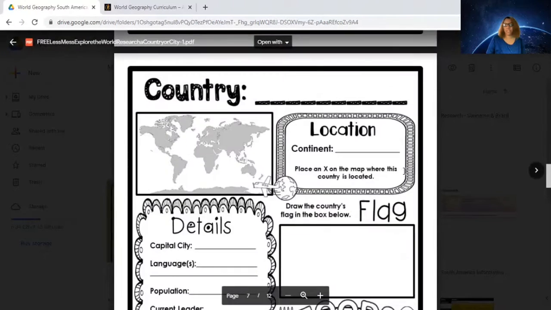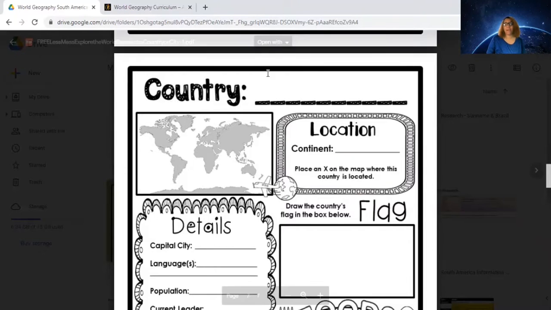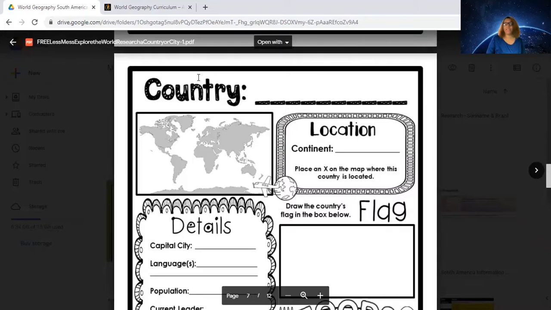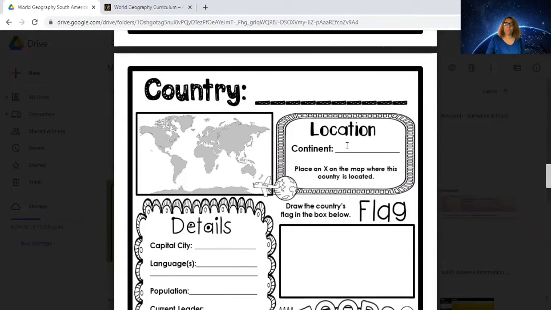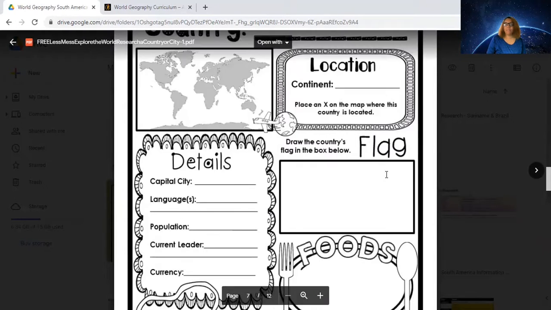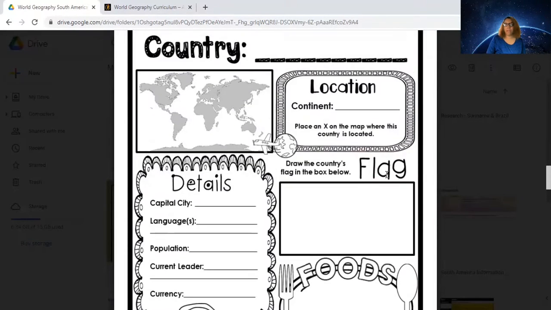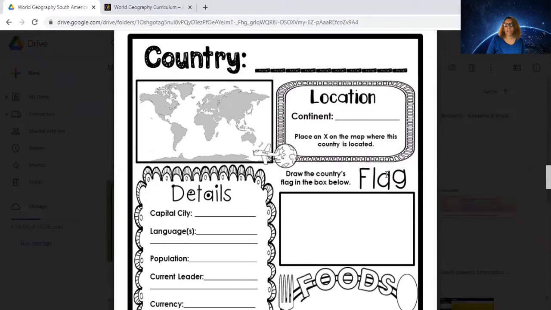It has multiple worksheets here. You see page 7 is specifically for country. So what I do is just print out this page and make copies for each country, or you can even make a passport, and I'll also do a little tutorial on that, or really screenshots on how to do that. But this is all the information that we look up for our World Geography class.